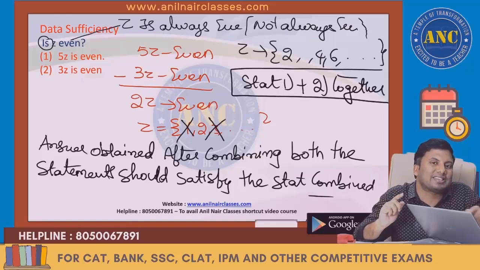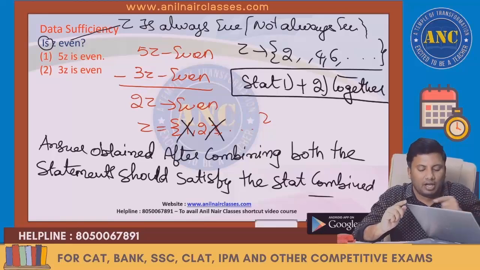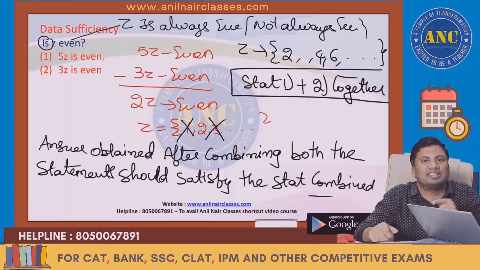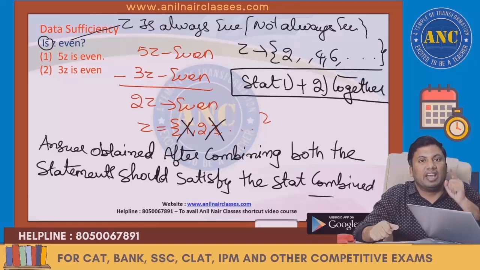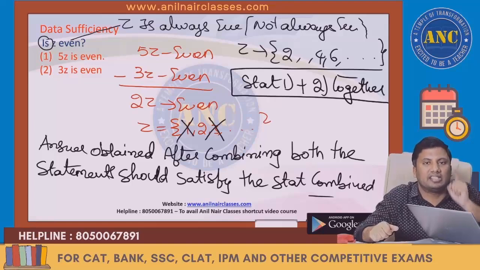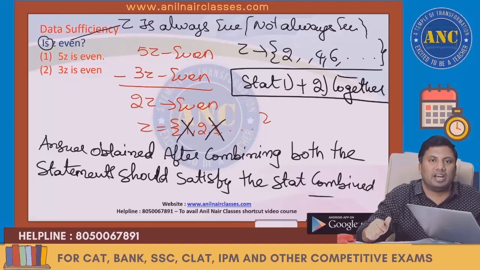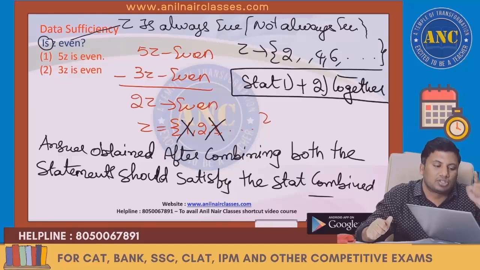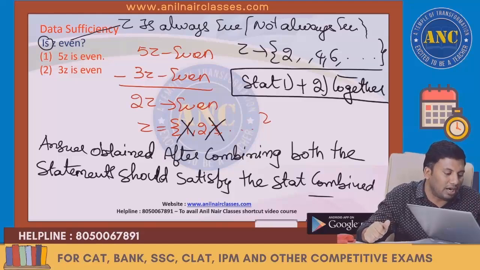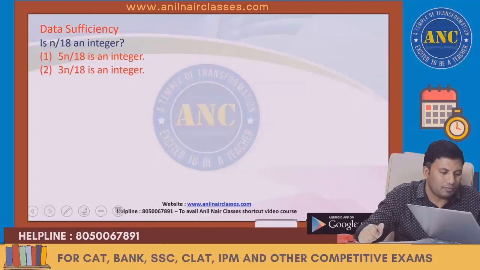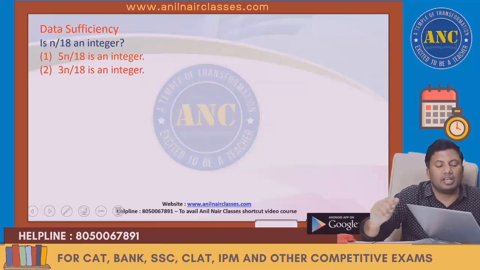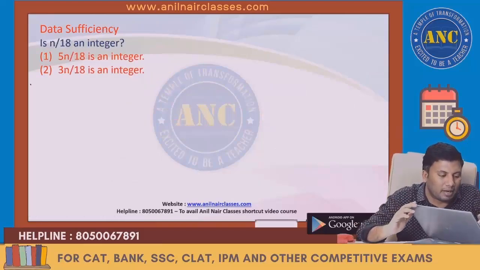He is not asking what is the value of z. He is asking, is z even? 2 is even. 4 is even. 6 is even. Every element in z is even. All the values are even. Definitely yes. So the answer is statement 1 and 2 together. Next one. I hope it is clear, Ramesh.